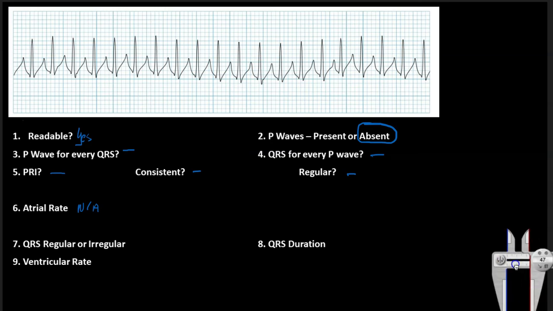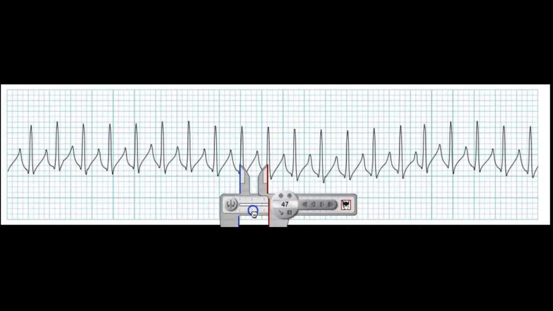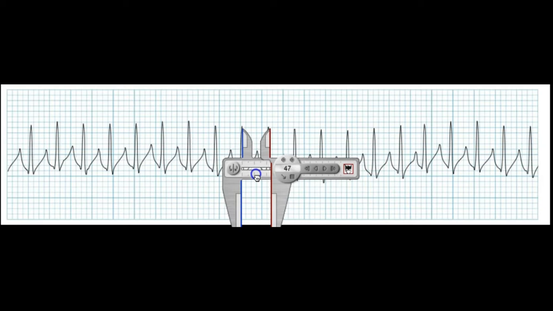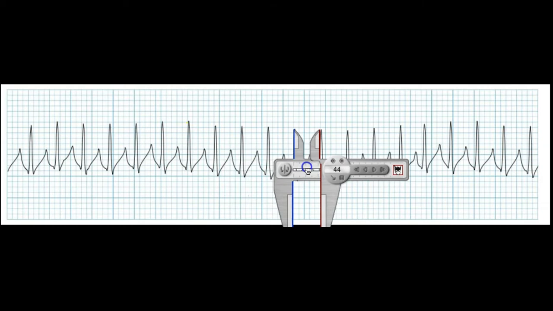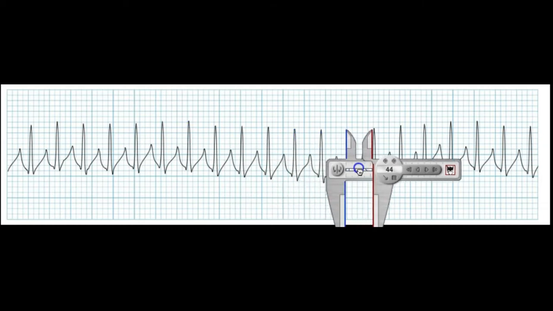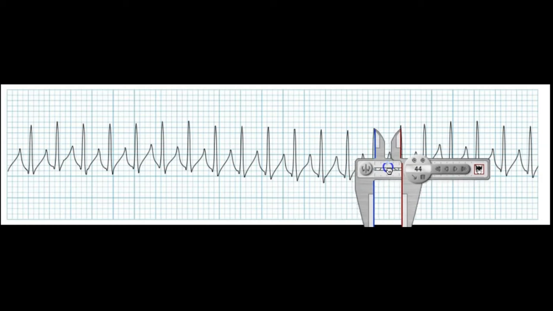So here we're going to pull in our calipers. And when I pull in the calipers, we're going to first start by seeing whether this is regular or irregular. So we're going to put my calipers here, and we're going to line these up. Okay, so we line that up, and now I'm going to move this, and we're going to see if this is regular or irregular. And if you notice as I'm moving this, these are really right on.